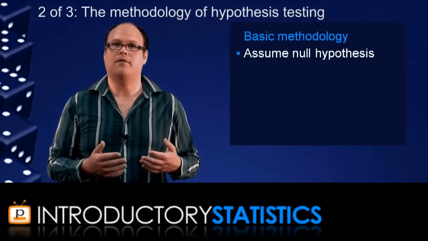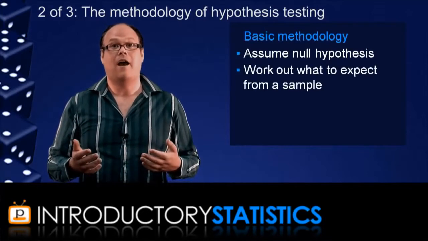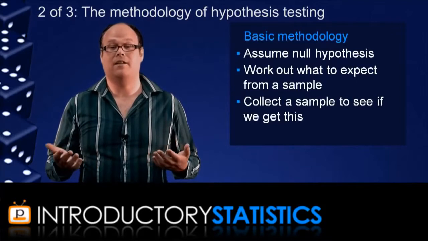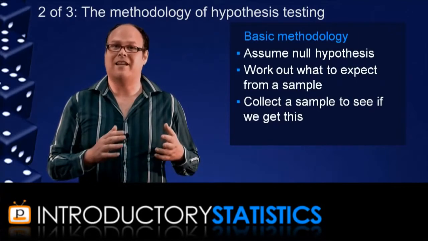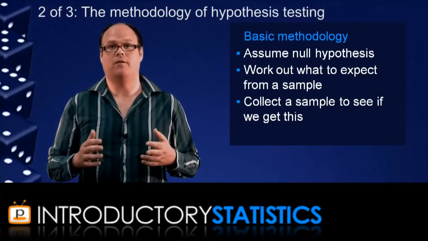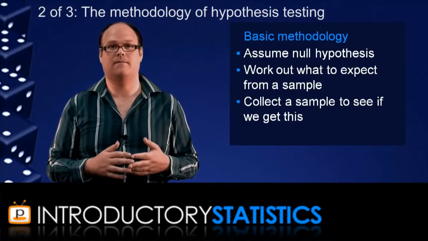We assume the null hypothesis value for the parameter is true. We let this tell us what to expect from a sample, and then we collect a sample and see if we get what we expect. To be more precise about the method though, we have to relate the sampling distribution to the standard normal distribution, Z. Here's a step-by-step guide for a hypothesis test.